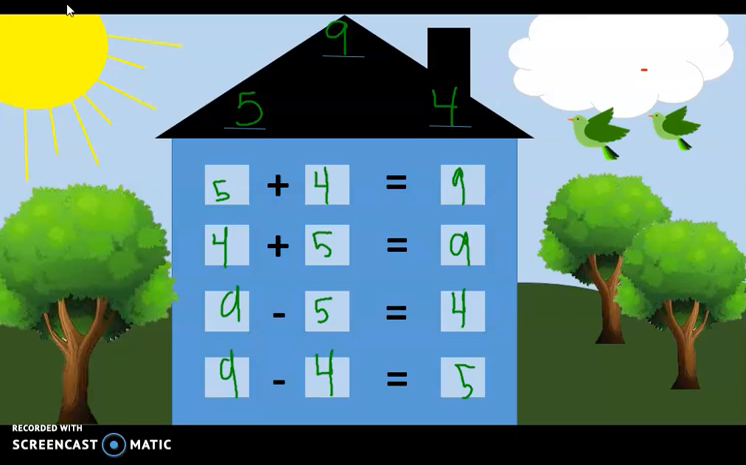Friends at home and friends in the room. Is 5 plus 4 equal 9? Yes. Does 4 plus 5 equal 9? Yes. Does 9 minus 5 equal 4? Yes. And does 9 minus 4 equal 5? Yes. Woohoo! It works. Fact families are fun. Let's do another one.